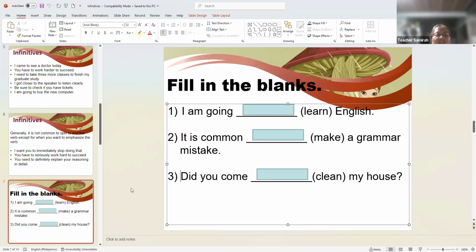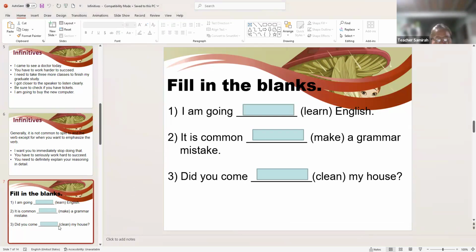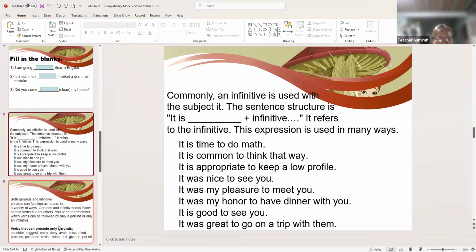Number 2, it is common blank make a grammar mistake. To make. It is common to make a grammar mistake. Did you come blank clean my house? To clean. It's very easy, right? It's actually very easy. Just simply identify the words which are considered infinitives. So look at this. Commonly, an infinitive is used with the subject it.